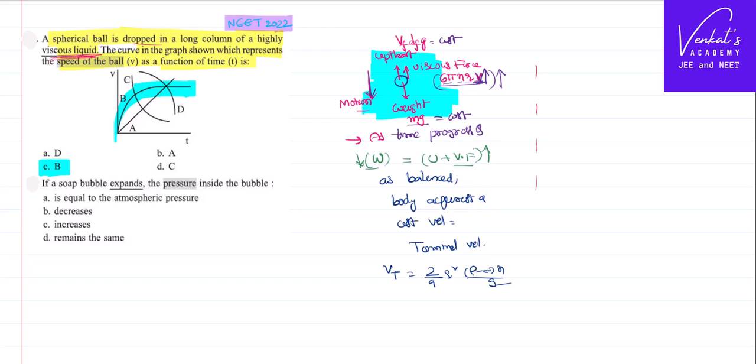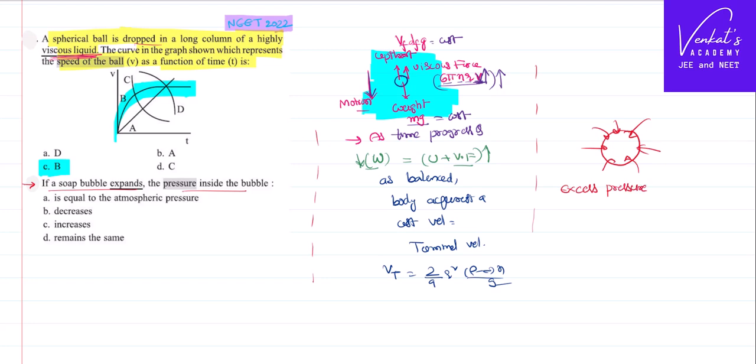Next question, this is also a conceptual question. What it says is: if a soap bubble expands, the pressure inside a soap bubble is. So first of all, what you need to know is that there is a soap bubble, and inside there is a fluid. Because of surface tension, it always tries to acquire the minimum surface area. So the bubble always tries to be as spherical and as small as possible, because it's all pulling inwards. There is an excess pressure generated inside.